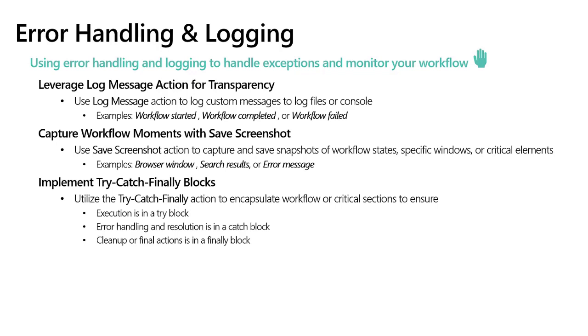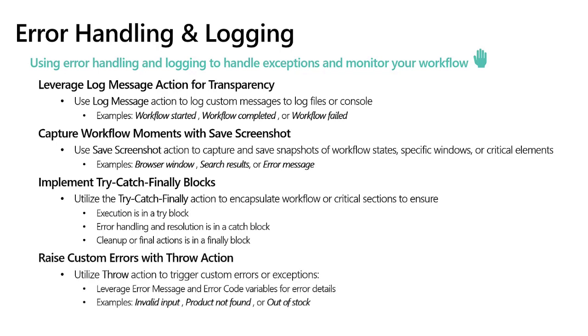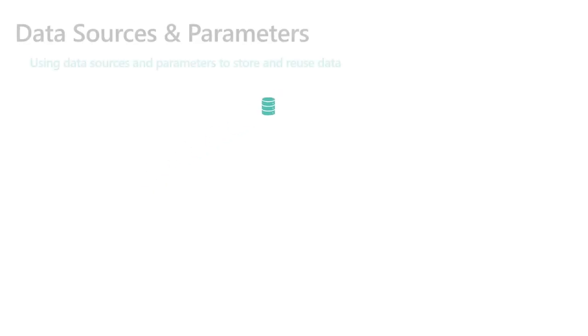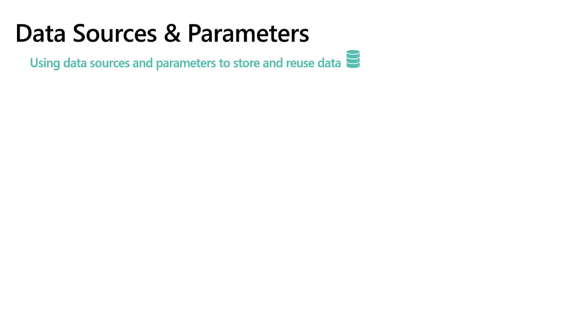Utilize the try-catch-finally action so you can encapsulate your workflow or critical sections to ensure that the execution is done in a try block, your error handling and resolution is in a catch block, and your cleanup or final actions is in a finally block. And then you can also utilize the throw action to trigger your own custom error messages or exceptions. For example, invalid input, product not found, or out of stock. When working with data, it is recommended that you use parameters with your data sources to store and reuse data.